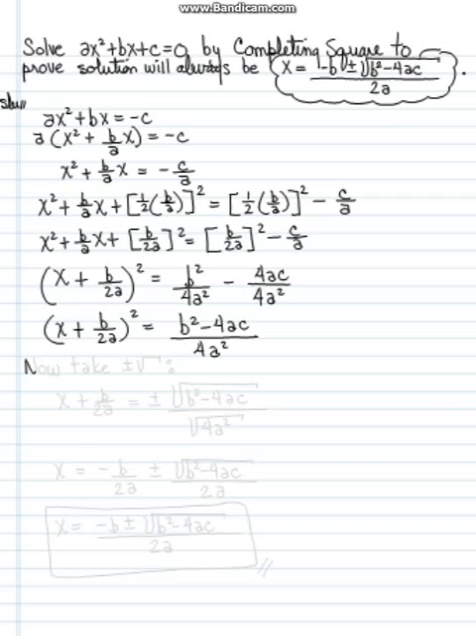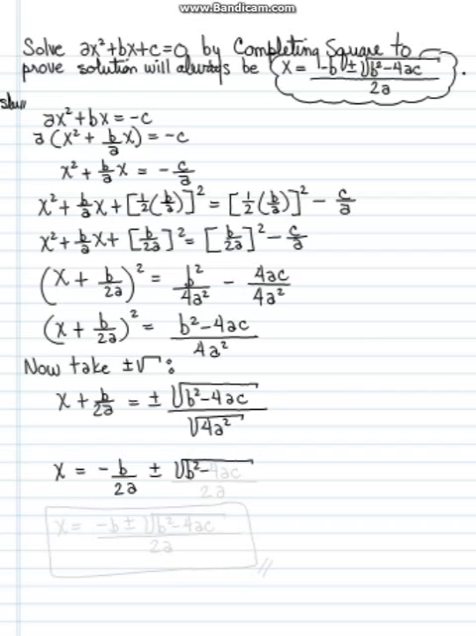So we get rid of the square by taking plus or minus the square root of both sides. That gives us x plus b over 2a equals plus or minus. We'll bust up the square root top and bottom here, square root of the top over square root of the bottom. Now let's simplify the right side and move the b over 2a to the other side by subtracting it from both sides. We're trying to isolate the x.